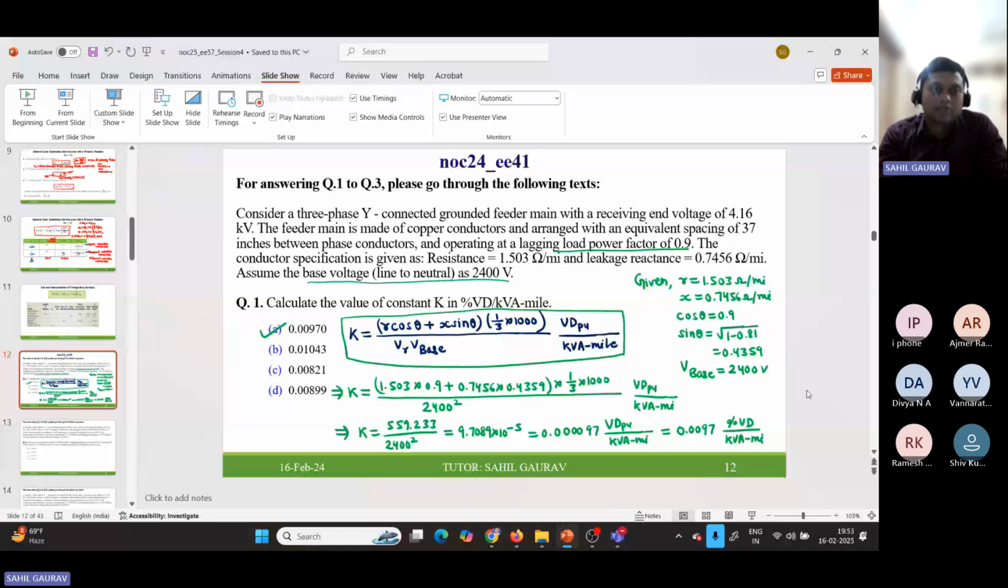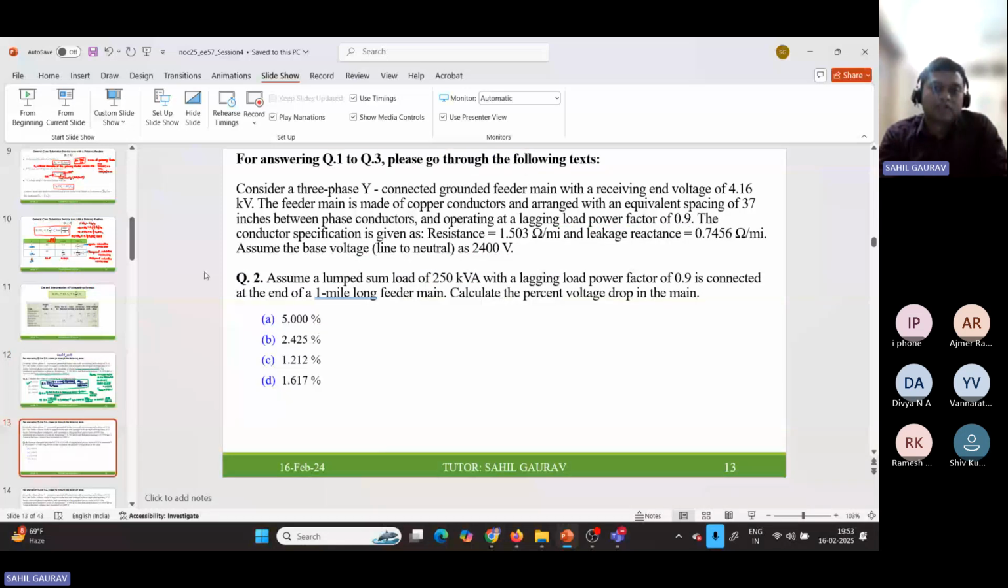In this problem, assume a lump sum load of 250 kVA with a lagging power factor of 0.9 is connected at the end of a 1 mile long feeder main. Calculate the percentage voltage drop in the main. The options are 1%, 2.425%, 1.12%, and 1.617%.